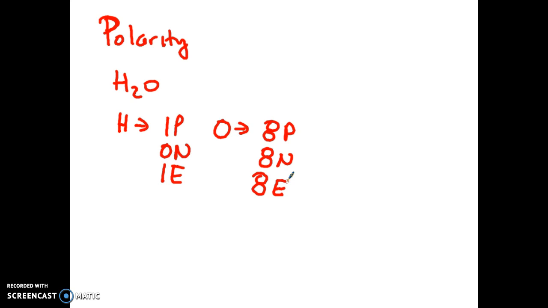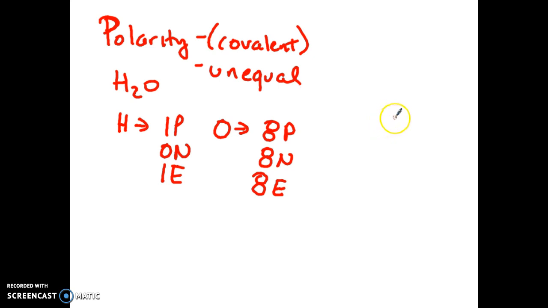often covalent bond is the idea of sharing electrons. But here in polarity, polarity is a covalent bond, but it's an unequal covalent bond. They don't share the electrons at the same rate. So what will happen when you have an oxygen atom?